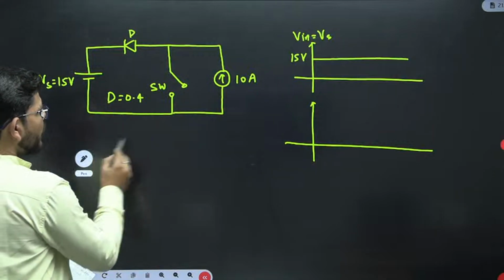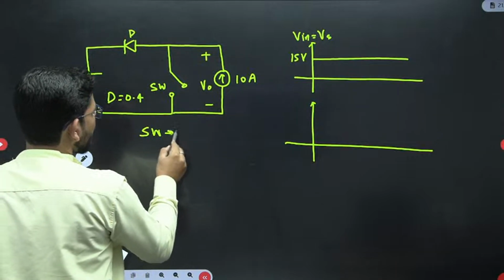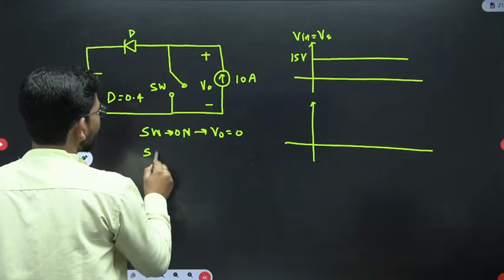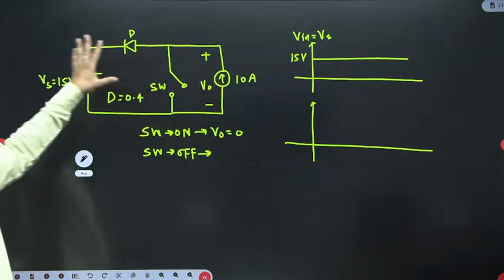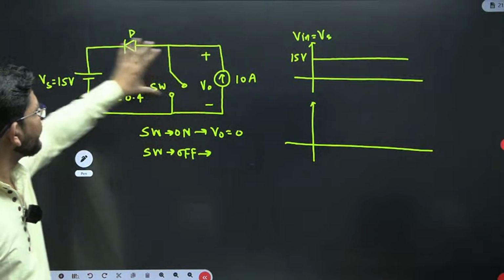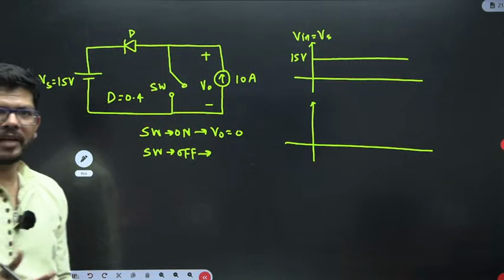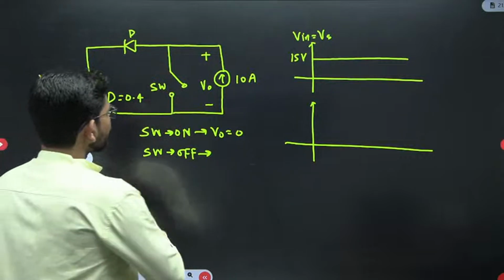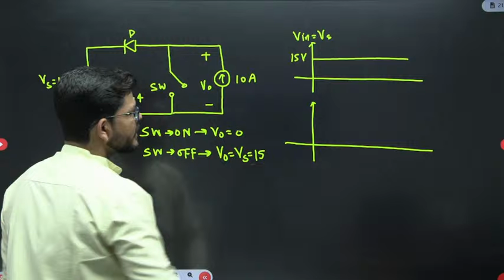Now let's suppose that this is your output voltage. When the switch is on, the output voltage will be 0. When the switch will be off, the load will drive the things here, and the output voltage will be exactly equal to the input voltage. Switch and diode cannot be turned on simultaneously. So if the switch is on, diode will be off. If the diode is on, switch will be off. So when the switch is off, the output voltage will be exactly equal to the input voltage, that is 15 volt.